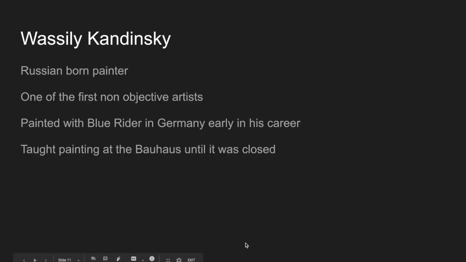All right, ladies and gentlemen, we're going to talk about the Russian-born artist Wassily Kandinsky. He is one of the first non-objective artists. He does claim to be the first. He started painting kind of late in his career. His parents sent him to school to be a lawyer, and he never did really settle with that. So he started painting at about 30, and he joined a group called Blue Rider in Germany.